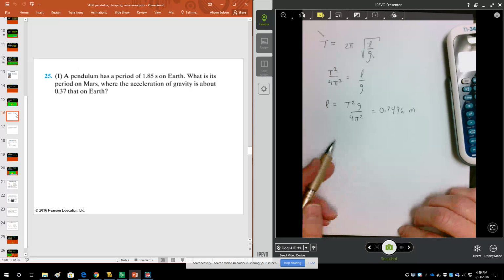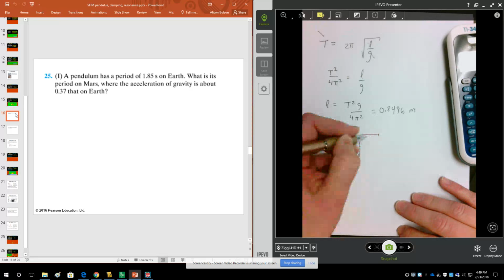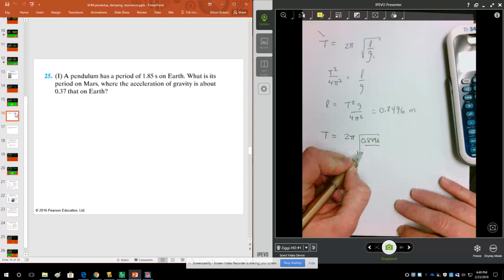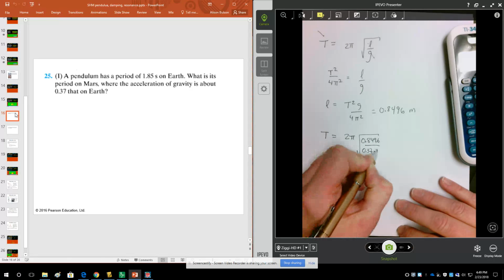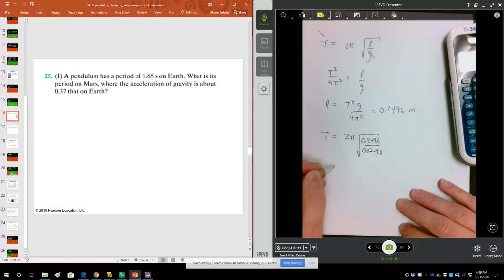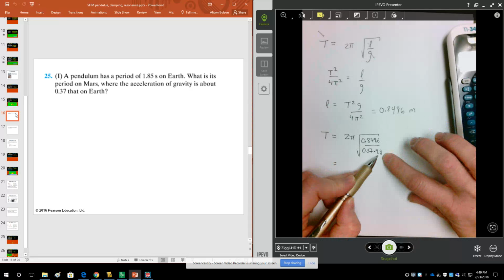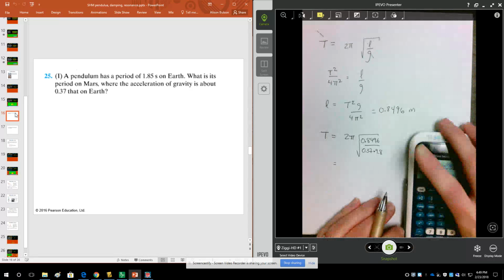And then we want to now find the period when it's on Mars, where we have the known length, and instead of 9.8, we have 0.37 times 9.8. I've dropped the units just out of laziness, but I'm confirming, this is meters per second squared, this is unitless, we're good.